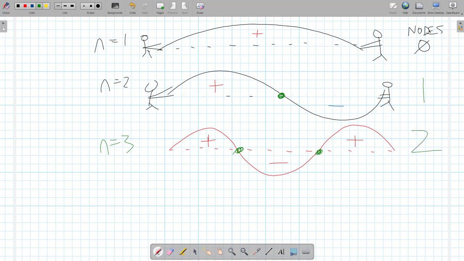So what we can say is, how many nodes do I have? N minus 1. When N equals 1, I have 1 minus 1, 0 nodes. When N equals 2, 2 minus 1, 1 node. When N equals 3, 3 minus 1, 2 nodes. So I can calculate the number of times that the wave is going to pass from high to low just by looking at the principal quantum number N.